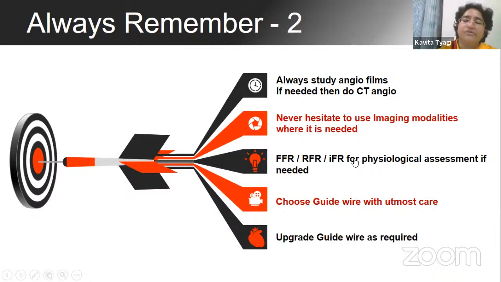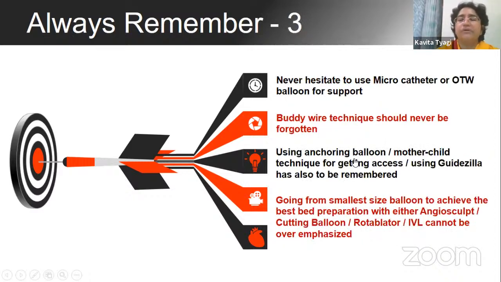And yes, the guide wire is to be chosen with utmost care. And we should upgrade the guide wire whenever required, whenever we feel that it is not able to hold the balloon or it is not able to cross the lesion or whatever. And never hesitate to use a microcatheter or OTW balloon for support. Buddy wire technique should never be forgotten. We use it often. Using an anchoring balloon, the mother-child technique for getting access, Guidezilla is always to be remembered. Going from the smallest size balloon to achieve the best lesion preparation with either AngioSculpt, cutting balloon, Rotablator, IVL cannot be overemphasized.